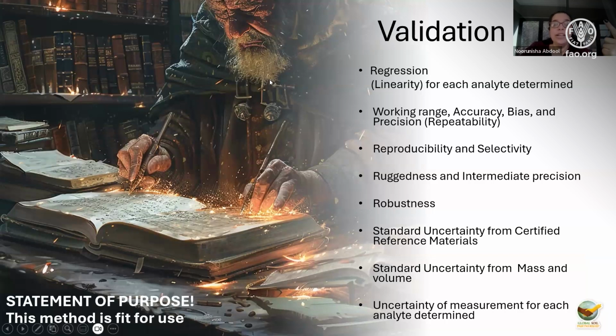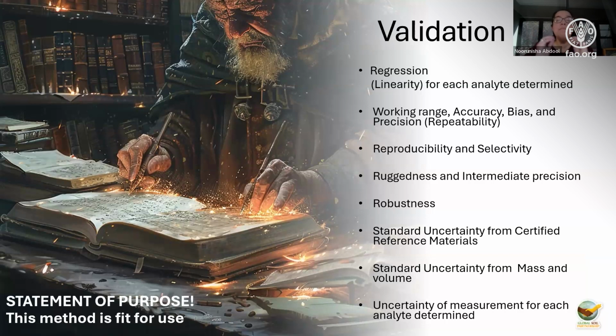You're going to show your working range, your reproducibility, your intermediate precision, your robustness, and then you are going to show how you calculated your uncertainty for each of them. So if you had your reference materials, your mass and volume, your glassware, you're going to put all of that there. Method uncertainty, like the rest of it, is all per analyte, so we have to do it over and over.